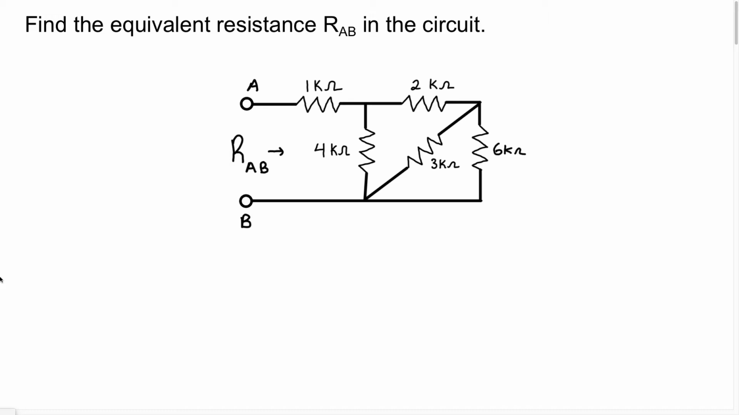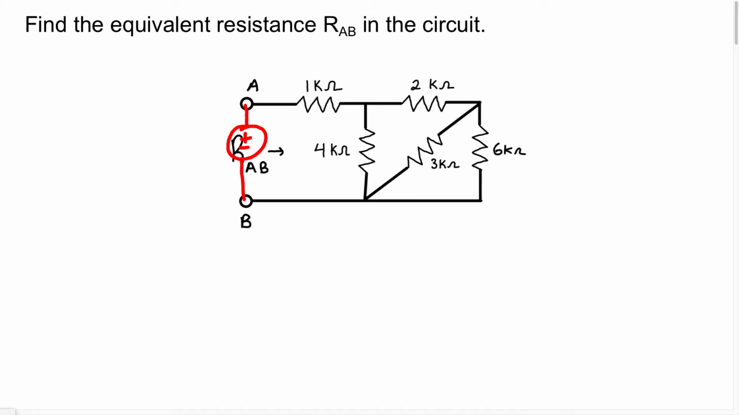Alright, let's work a few problems to see if we can understand what exactly is going on. In this question it says, find the equivalent resistance RAB in the circuit. They give us this circuit and want us to find the equivalent resistance RAB, which is the resistance looking through the terminals A and B. Just imagine this RAB wasn't here and we had a source right here. Let's say we had a voltage source.